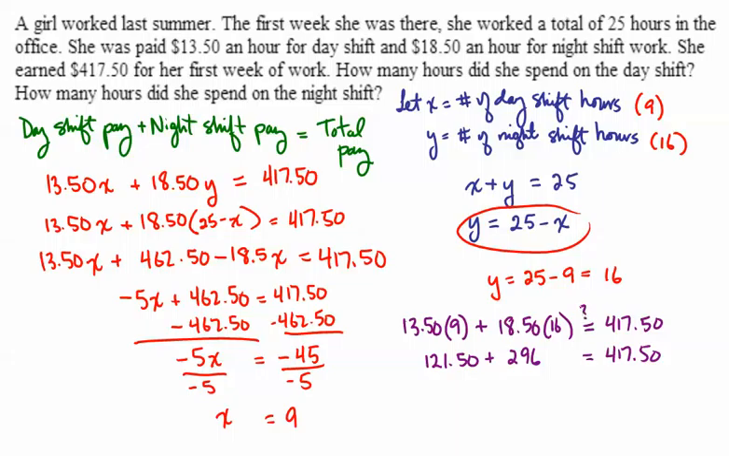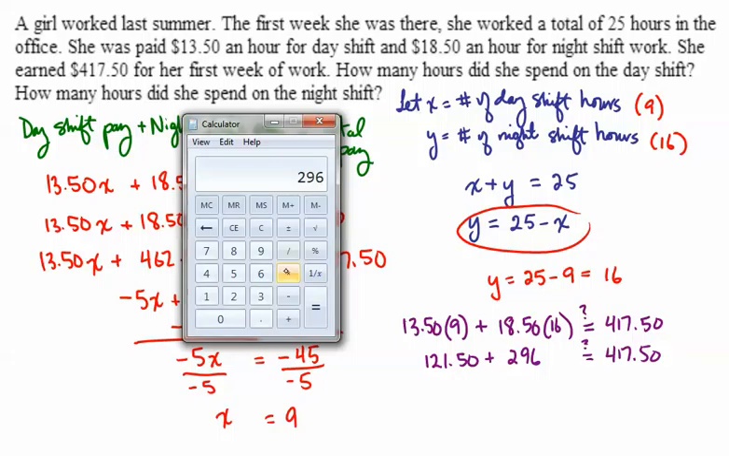And the question is, are those quantities equal to each other? I'll go back to the calculator. We want 296 plus 121.50 equals 417.50, and so we in fact do get the same value on both sides. And so we know that we do have the right values for the number of day shift hours and the number of night shift hours.